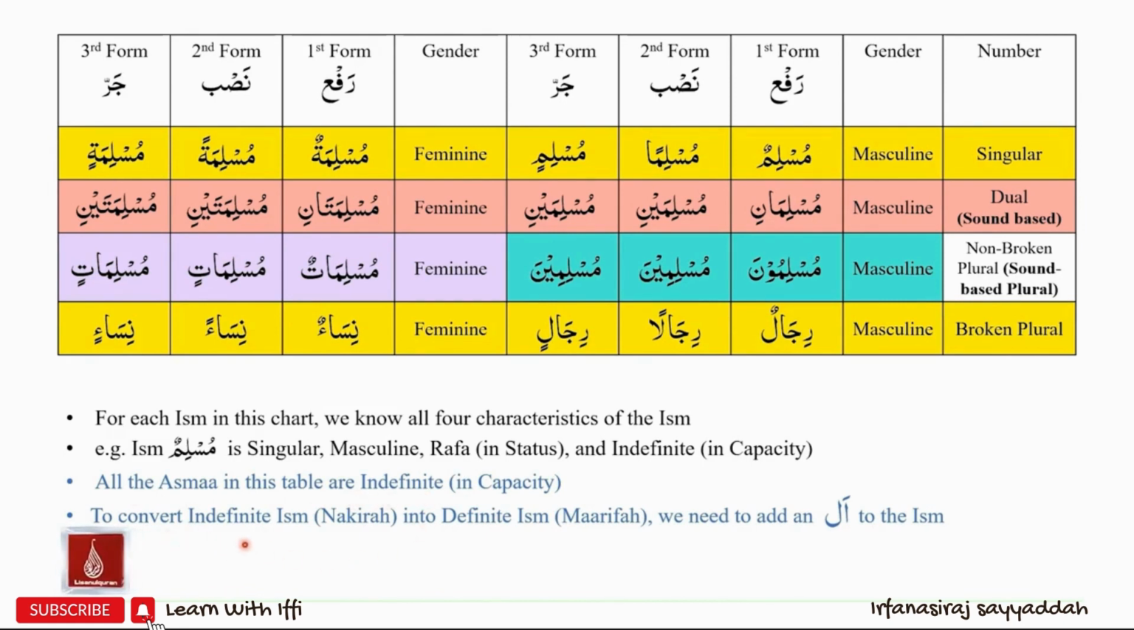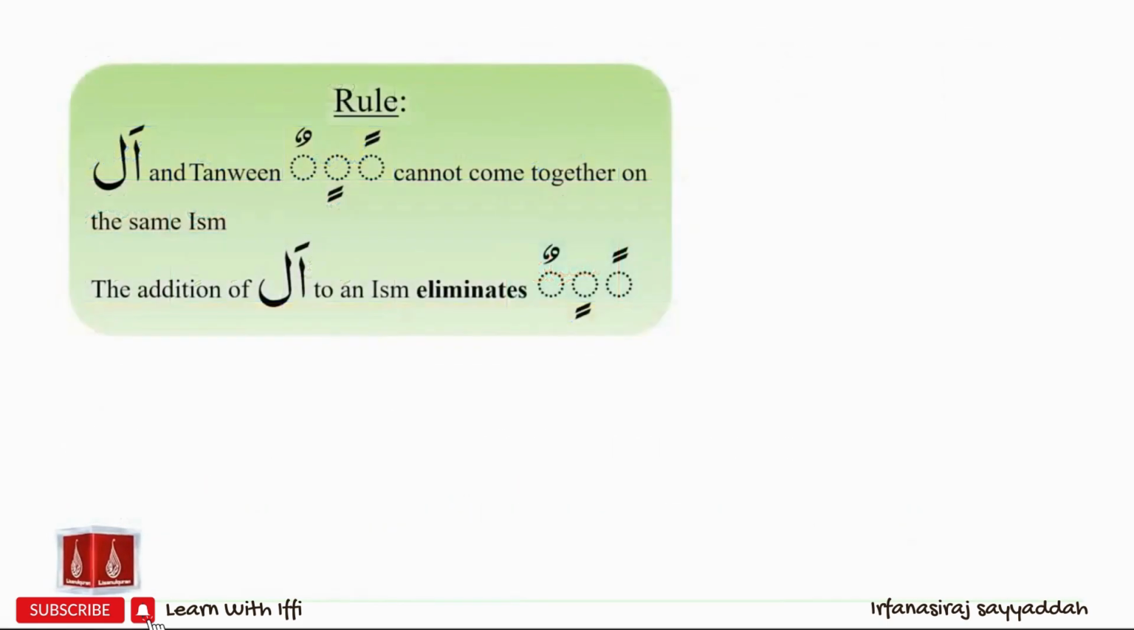To convert an indefinite ism, that is nakra ism, into definite ism, we need to add an al to the ism. We will study this in the next section. We will now revisit how to convert an indefinite ism into a definite ism. Previously, we studied that we can convert an indefinite ism into definite ism by the addition of al. But there is a very important rule that we need to know.